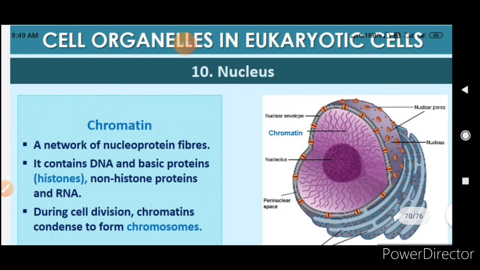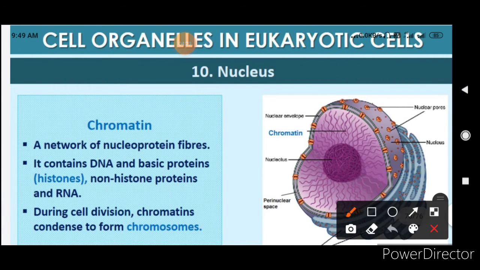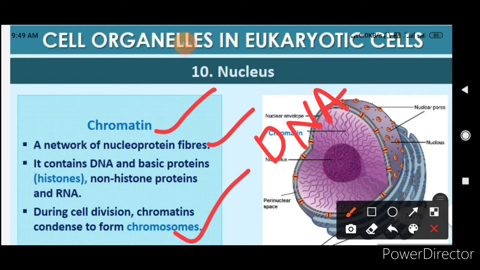Okay, and during cell division this chromatin condenses to form the chromosome. Okay, so chromatin is what? Chromatin is a network of nucleoprotein fibers which is made up of DNA, histone and non-histone proteins and RNA.